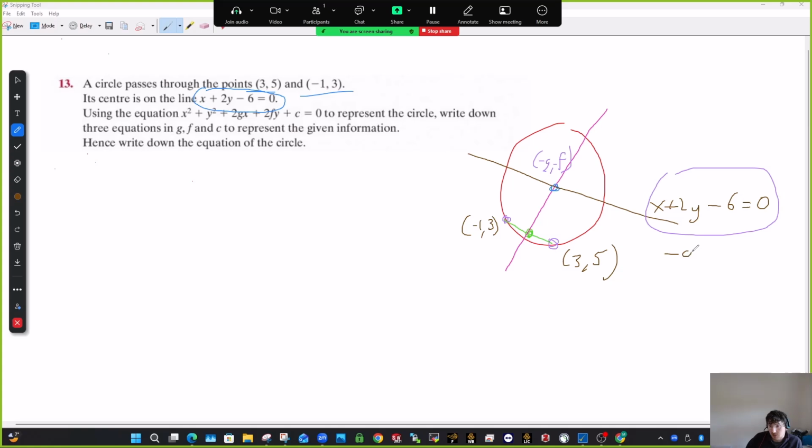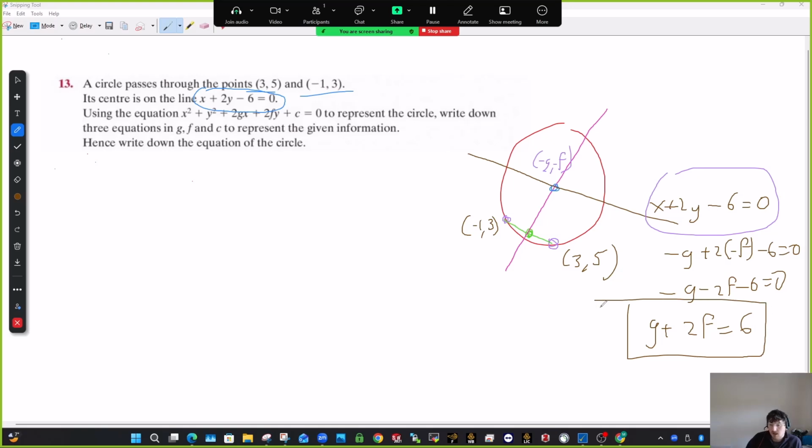We can go minus G in for x, plus 2 bracket minus F, minus 6 equals 0. Then you get minus G minus 2F minus 6 equals 0. Multiply everything by minus 1, and then we usually bring the numbers over the other side. So there's an equation, and that's one of our 3 equations for G, F and C.